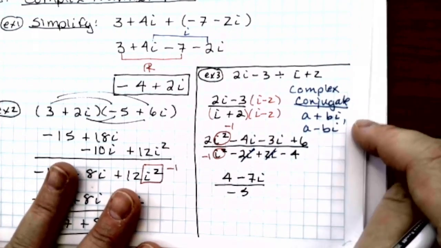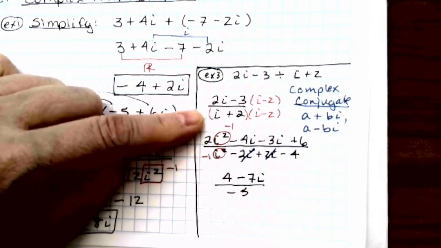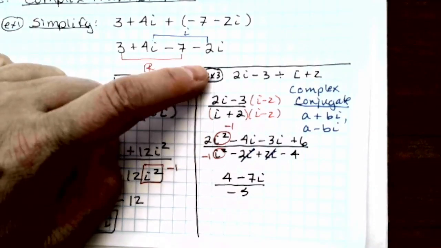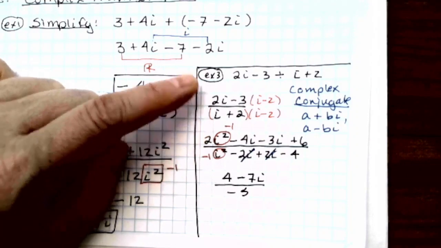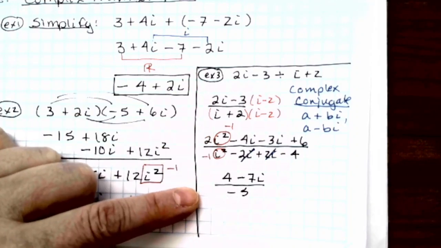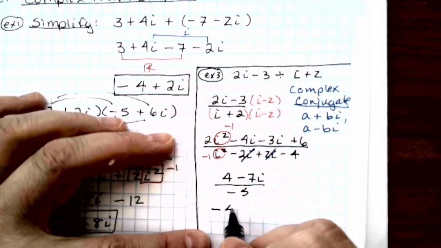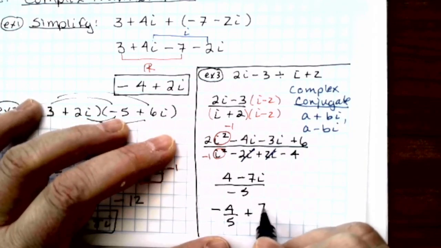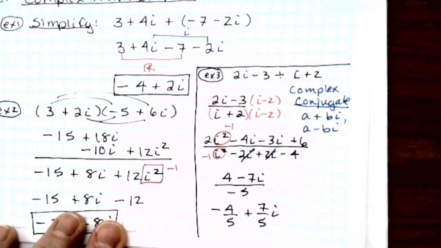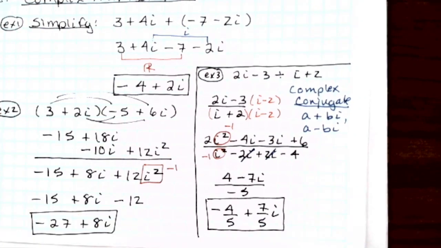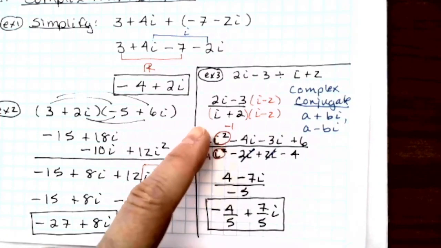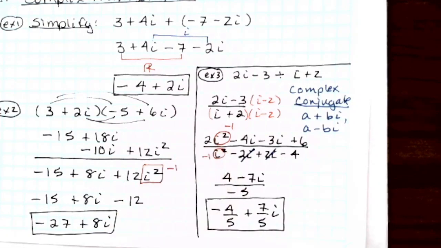So the complex conjugate makes the i disappear from the bottom of the fraction. When you divide, you cannot have an i in the bottom of the fraction. So now we're going to split this into standard form. It would be negative 4/5 plus 7/5 i. And that would be your answer. So that is division. It's not traditional division, but it does get the i, the imaginary unit, out of the bottom of the fraction.